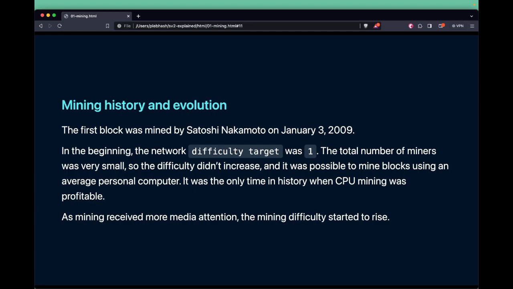And as mining received more media attention, the mining difficulty started to rise. And maybe I should correct this. It was not necessarily profitable because Bitcoin wasn't really worth anything. There wasn't a very meaningful economic value for Bitcoin at that time. So maybe it wasn't really profitable, but it was doable, right? You would use your CPU and you would find blocks, and that's the message that I'm trying to convey here.